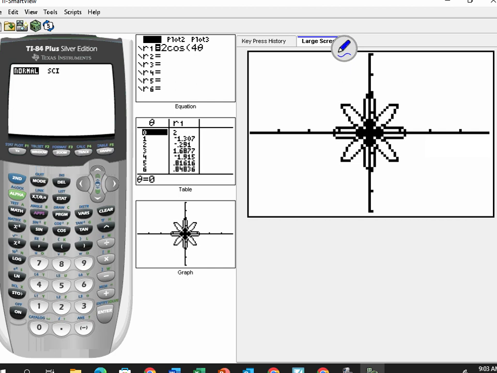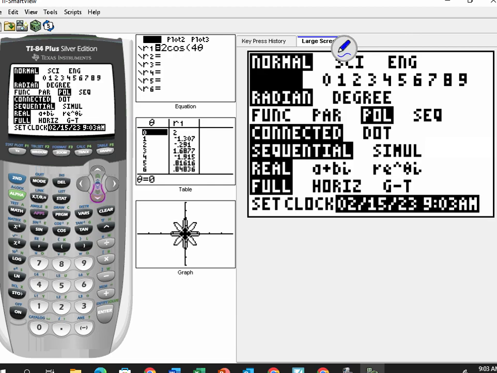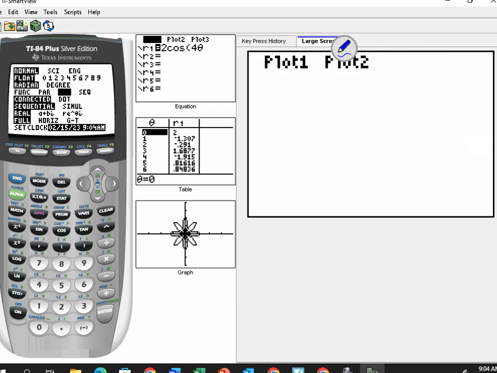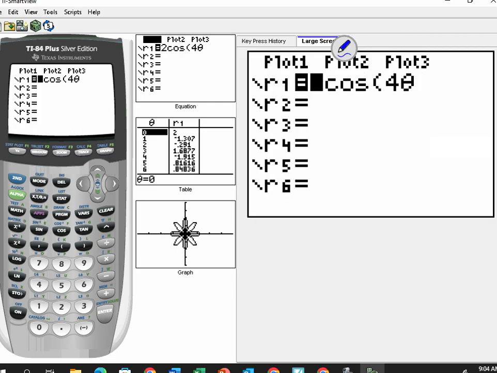If you go to mode, I went back to radians. And then polar, just arrow over and highlight polar. And then when you go to your y equals, it'll be r equals. And we'll do lots of different things. These are just a couple of different ones. If I change it to sine.